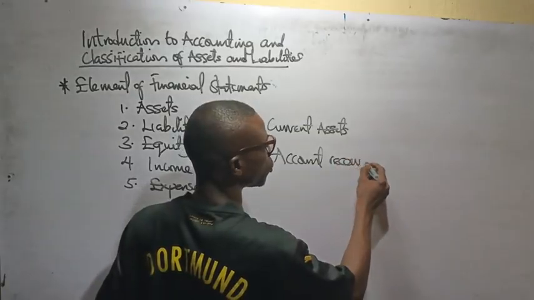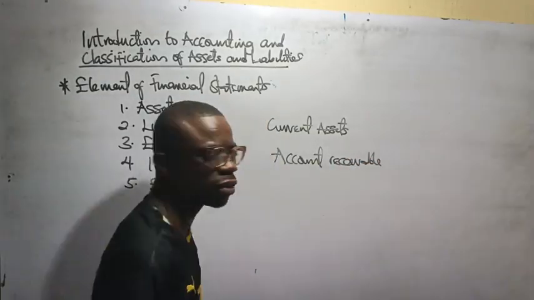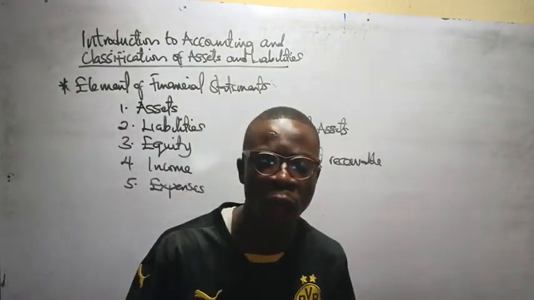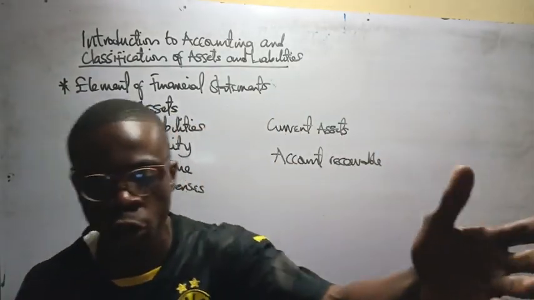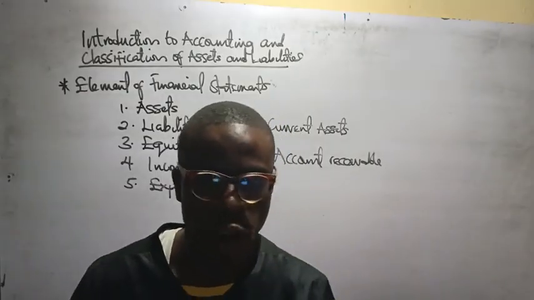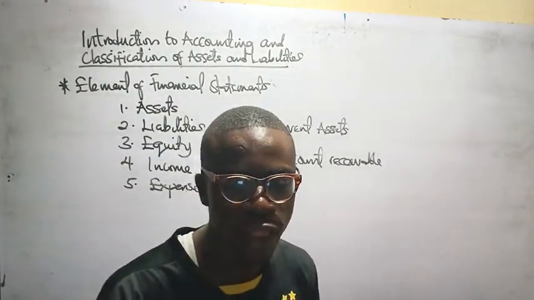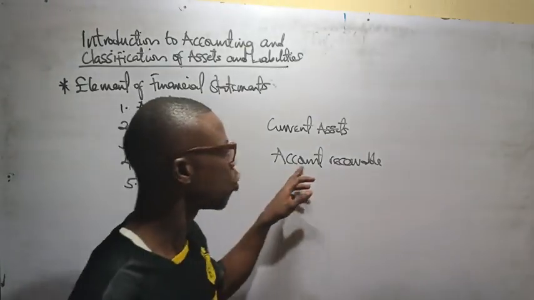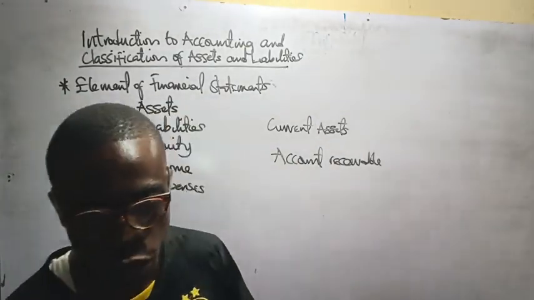Account receivables. Account receivables are those debts that your customers are owing you. You sold goods to a customer on credit, and the customer is owing you. They are current assets to you. Am I communicating now? It is called account receivables, or you call it receivables.